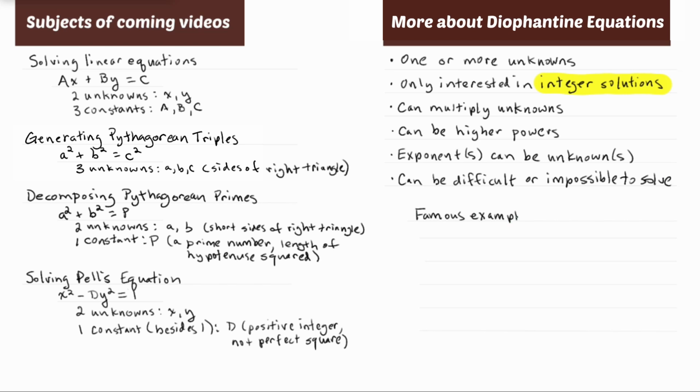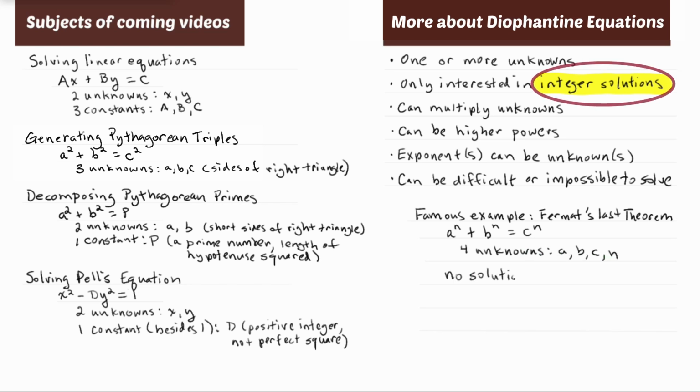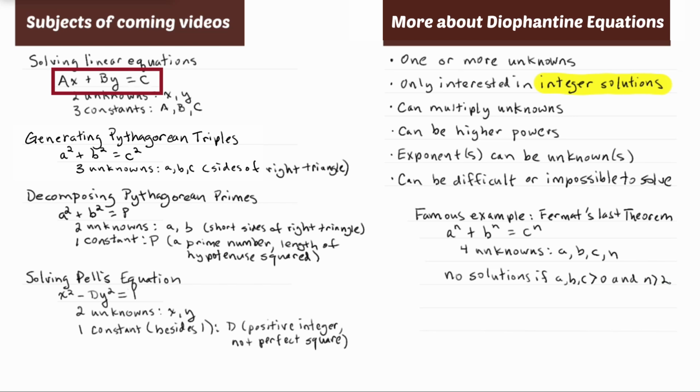There's a famous example, Fermat's last theorem, which goes like this. We have this equation: a to the n plus b to the n equals c to the n. It has four unknowns, a, b, c, and n. Fermat's last theorem says there are no integer solutions when a, b, and c are positive and n is greater than 2. It is remarkable how quickly the difficulty goes up as n increases. When n equals 1, the equation in the theorem becomes a case of this equation. If n equals 2, this equation is the theorem of Pythagoras, which has infinite solutions. But if n equals 3, there are no solutions.